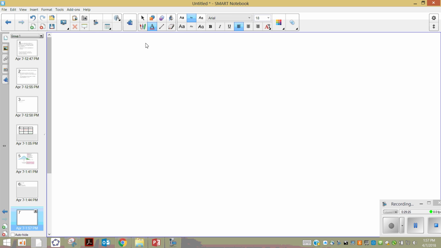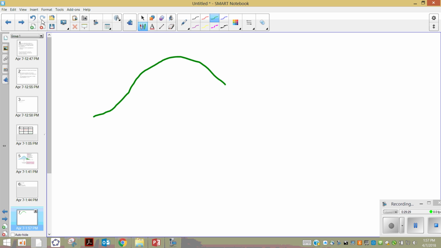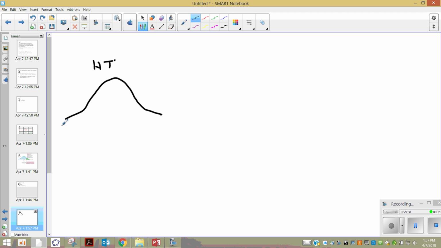So I'm writing with my mouse. I apologize, this is not going to be the best looking drawing here. But let's say we have a hypothesis test that is two-tailed and alpha is split up on each side. So the area here is alpha half, right?